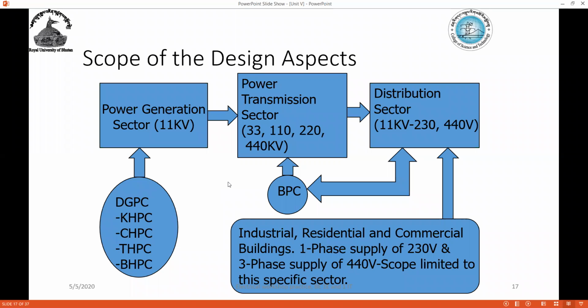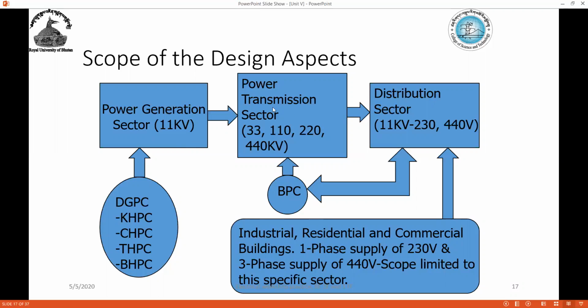In this video, we are going to discuss which area electrical engineers have to focus on for electrical wirings. In case of our country, these are the power generation and transmission projects from the DGPC, the Druk Green Power Corporation. The power generation is at 11 kV, and under DGPC we have many hydropowers. Now this 11 kV is taken care of by the Bhutan Power Corporation, the BPC.